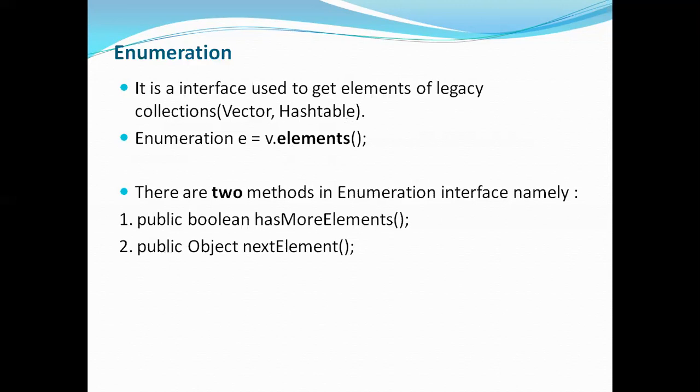In this enumeration, we have two methods. One is called hasMoreElements, and its type is boolean, so it returns either true or false. What I'm checking here is whether the vector has more elements or not. If it doesn't contain any more elements, it will return false; otherwise, it will return true. The next method is Object nextElement, which takes the next element to be printed, that is an object.